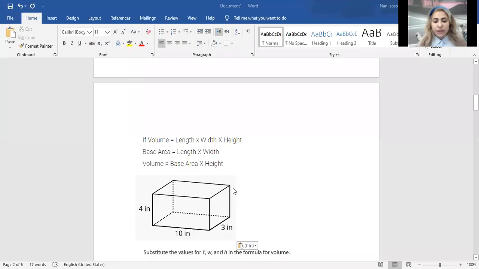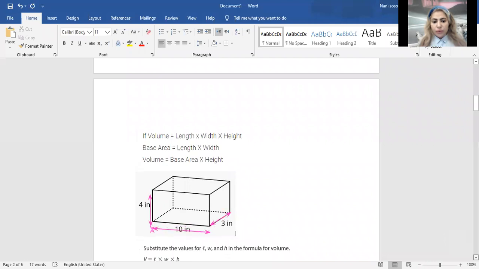Okay, my lovely girls, if I have this rectangular prism and I want to know the volume, here I have length multiply width multiply height. Miss Nani, where is the length, where is the width, where is the height? This is my length, from the beginning, so my L equals 10. Where is the width? This is the width, so my W is equal to 3 inches. Where is the height? The height is from here to here, so my H equals 4 inches.